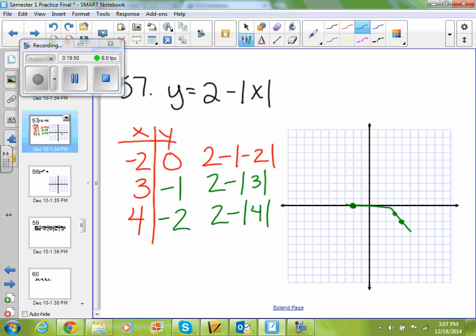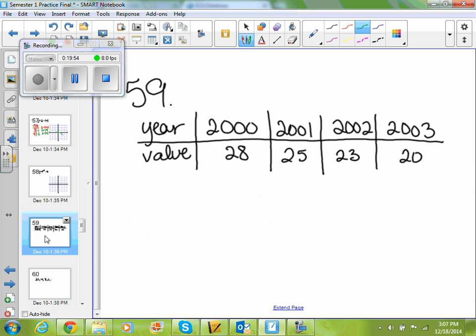Alright, so do we have any questions on 57? No. Okay, so let's get 58 and we'll look at 59 next. So if I'm looking at 59, I'm looking at graphing a scatter plot, okay? And it says graph the scatter plot using the given data and describe the correlation.